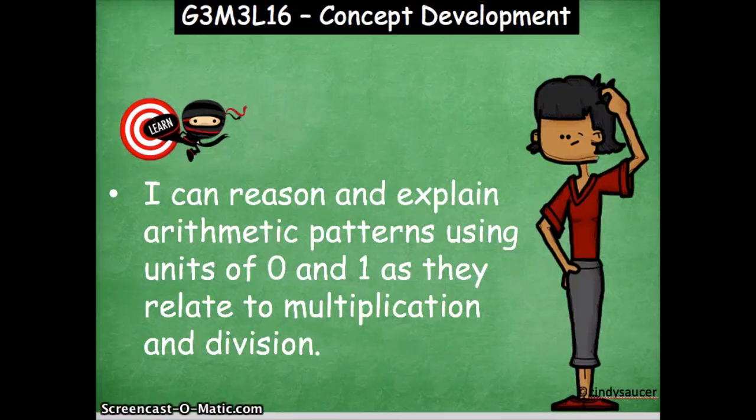Boys and girls, welcome to Module 3, Lesson 16. In this lesson, at the end, you should be able to say, I can reason and explain arithmetic patterns using units of 0 and 1 as they relate to multiplication and division.